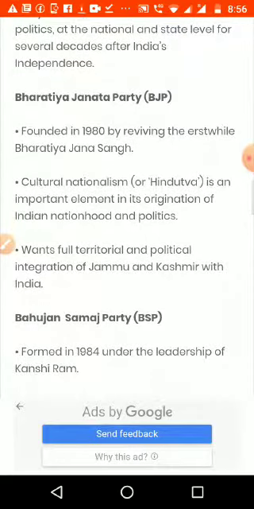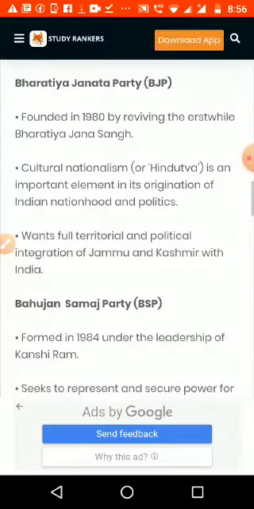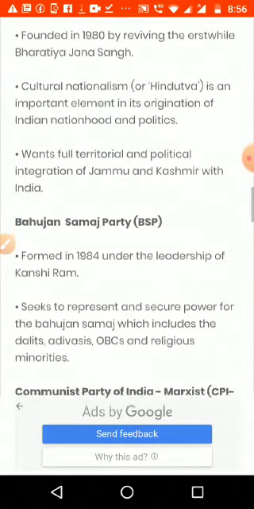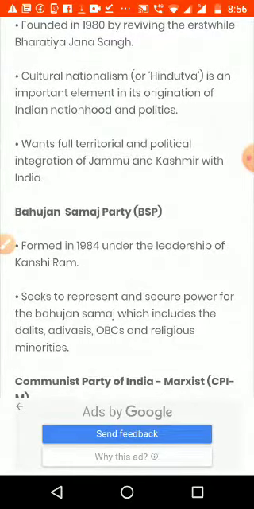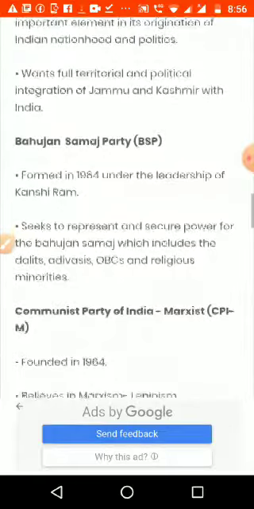Bharatiya Janata Party, founded in 1980 by reviving the erstwhile Bharatiya Jana Sangh. Cultural nationalism or Hindutva is an important element in its conception of Indian nationhood and politics. It wants full territorial and political integration of Jammu and Kashmir with India.